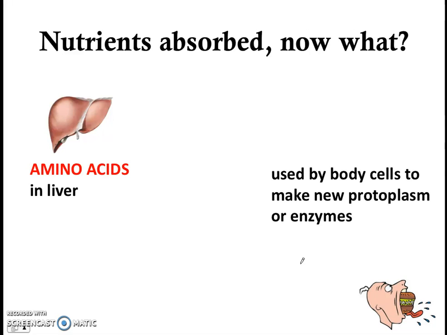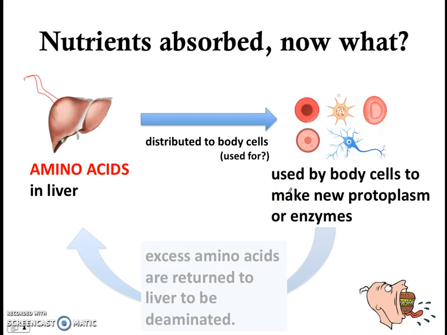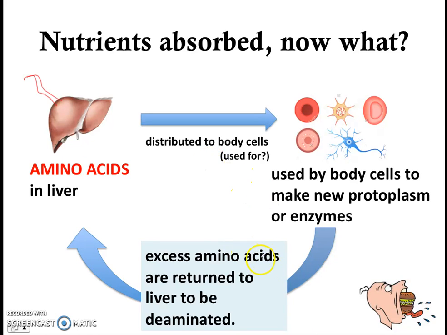So what about the amino acids then? Well, the amino acids arrive in the liver, again from the hepatic portal vein, and they too are distributed to the rest of the body to be assimilated, to be used by body cells to make new protoplasm, to make new enzymes. So again, this is assimilation. In the same way, there might be some excess amino acids, and these are returned to the liver, taken back, to be deaminated. And we're going to see what deaminated means in our next video.